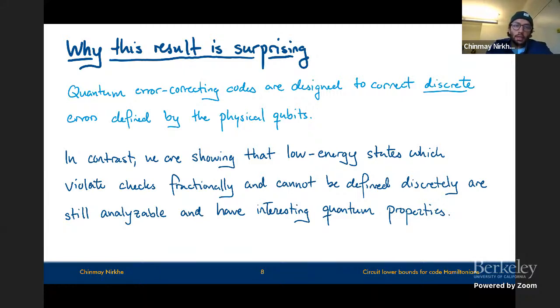But the result, I think, is surprising because quantum error correcting codes were designed to correct discrete errors defined by the physical qubits, right? The notion of erasure distance is on physical qubits. And in contrast, we're showing the interesting property that low energy states, where even the low energy could be fractional violation, you could partially violate all the checks in some manner, the error correcting code somehow still is able to preserve this notion of high entanglement despite not being designed for this.